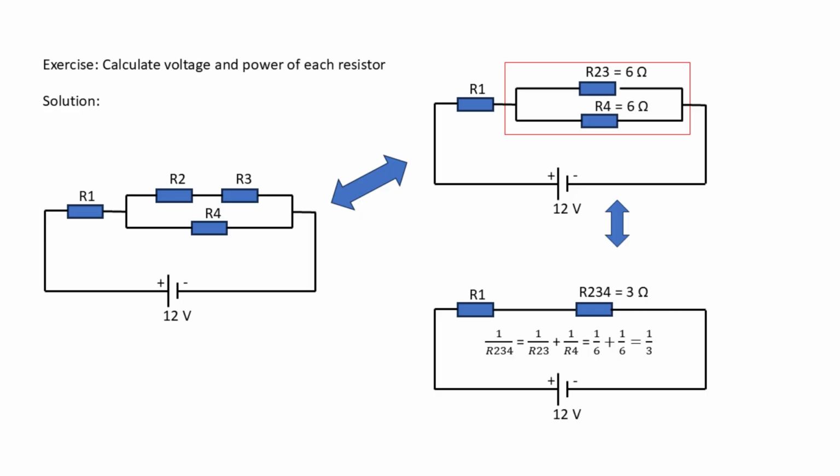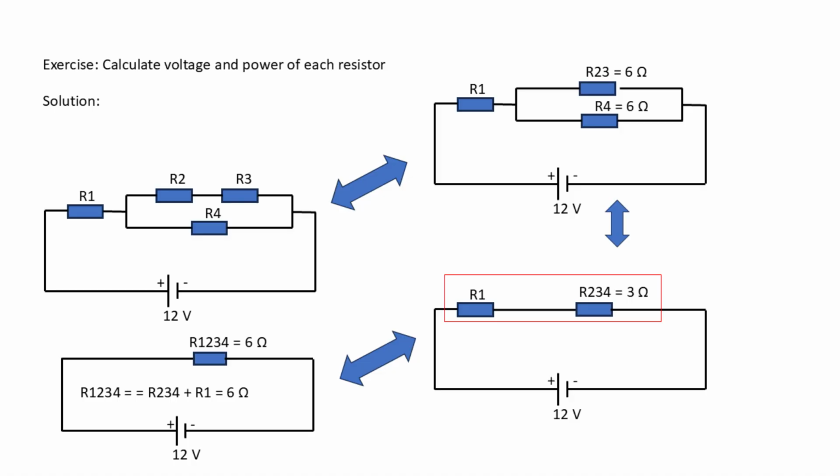Since R1 is connected in series with R234, we now combine them. In a series connection, resistances add directly because the same current flows through each element sequentially without any branching. So we define the total equivalent resistance of the full circuit as R1234. Now substitute the values. R1234 equals 6 ohms. This means the original 4-resistor network has now been fully reduced into a single equivalent resistance of 6 ohms.